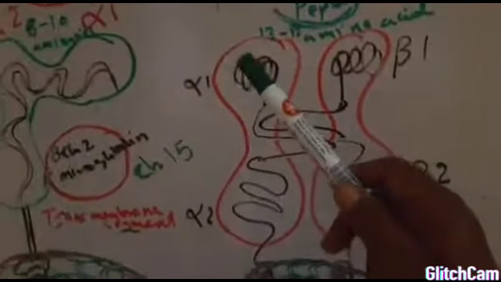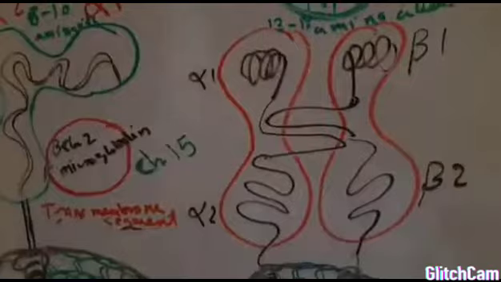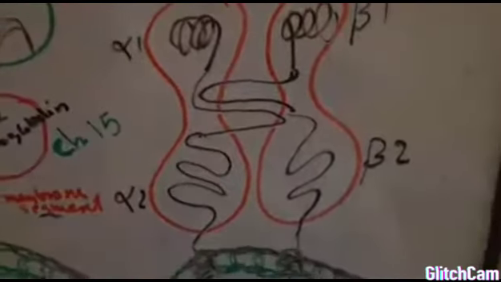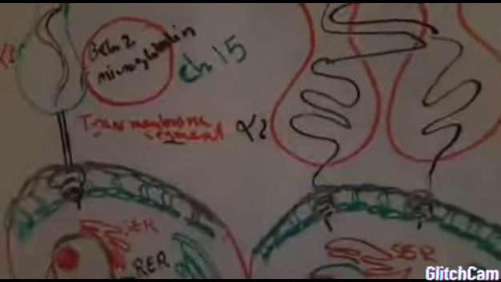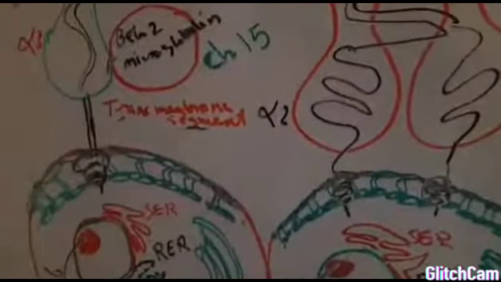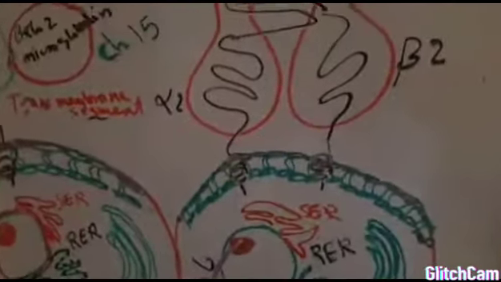Alpha chain consists of two domains: alpha 1 domain and alpha 2 domain. Beta chain consists also of two domains, beta 1 and beta 2 domains, and they are anchored to the surface, like in major histocompatibility class 1, which is anchored to the surface of nucleated cell, and here they are anchored to the surface of the antigen presenting cell.